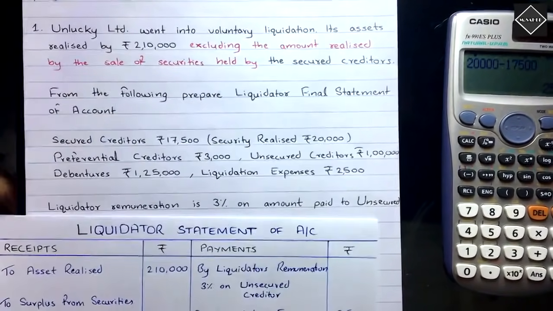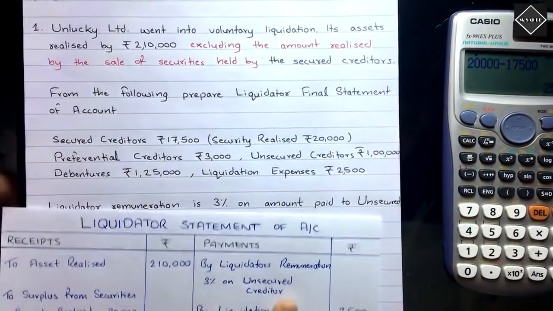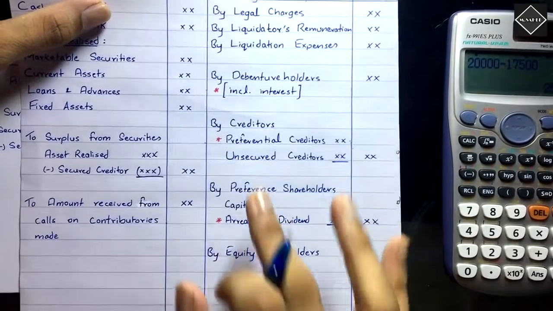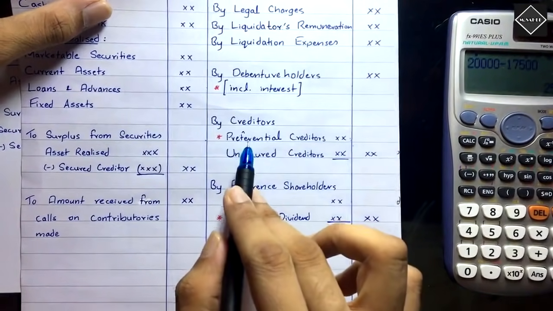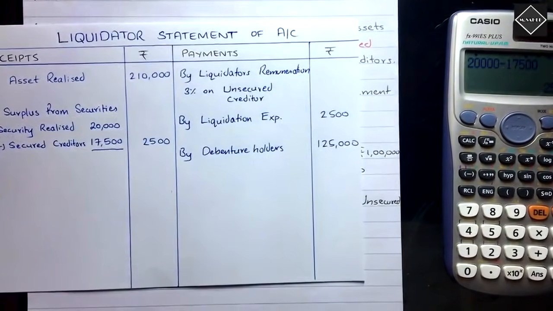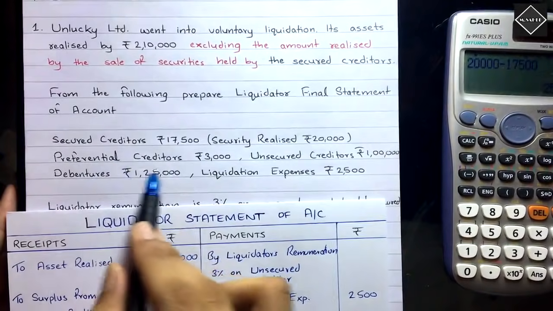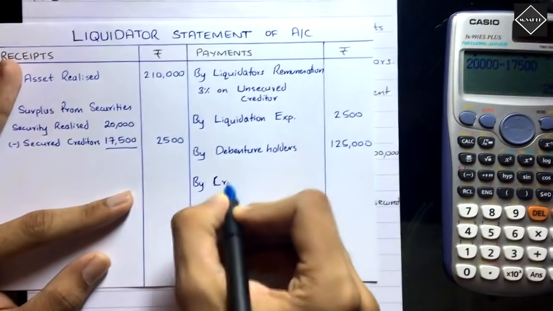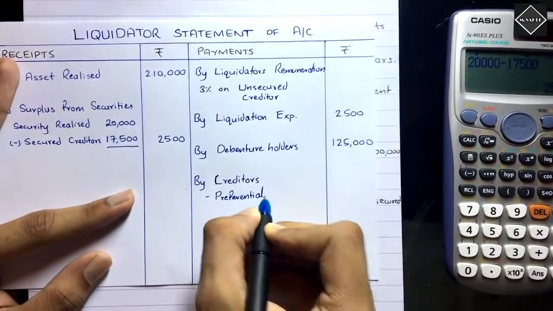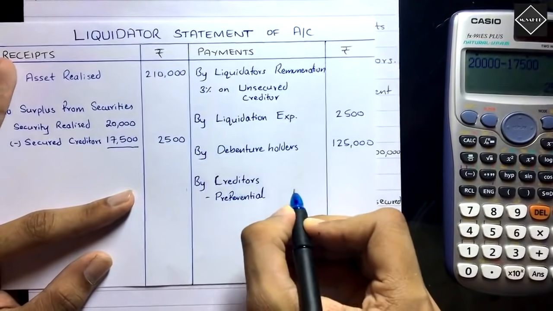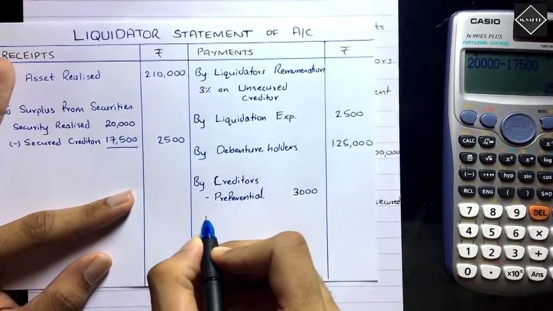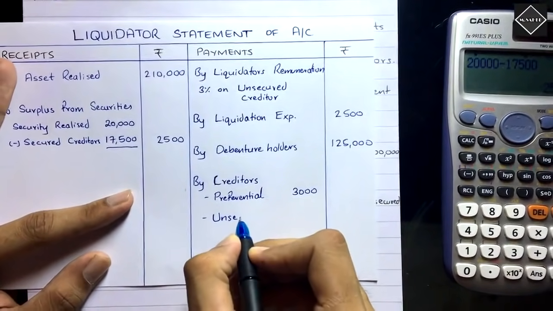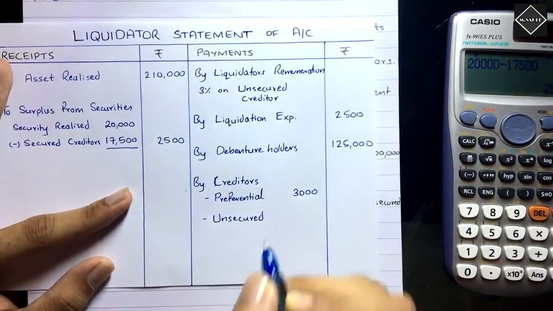And then what do we have? Then we have to go to preferential creditors. Yeah, that's the priority, right? See here, there are two types of creditors, preferential and unsecured. Preferential are paid first and then the unsecured creditors. So now we have to pay the preferential creditors 3,000. Simple, preferential creditors 3,000. And then we have to pay to unsecured, isn't it? They are paid at last, right? So take unsecured. But now there is a problem.